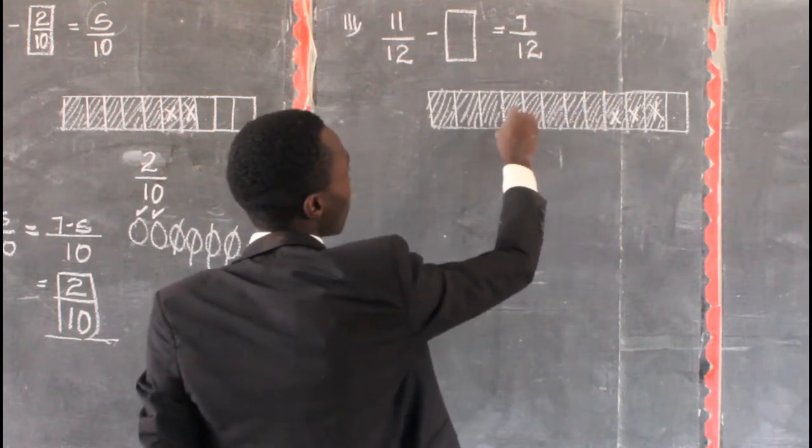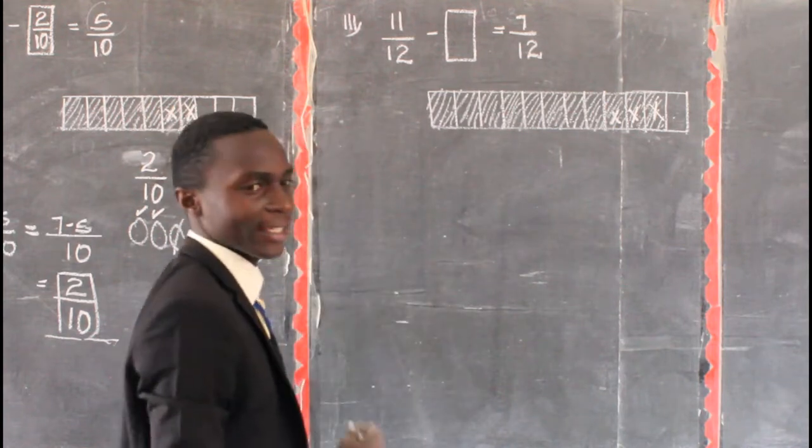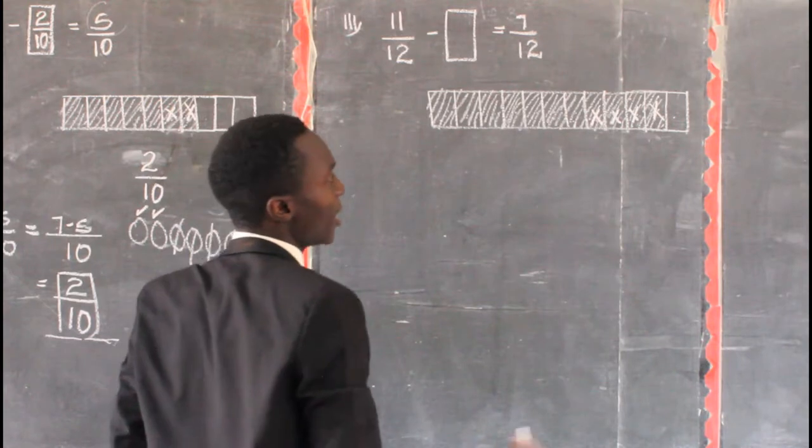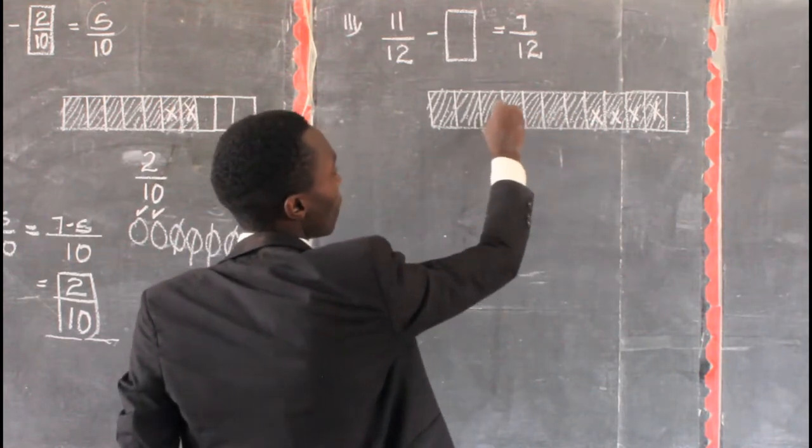I want my 7. When I cancel this, how many will I remain with? 1, 2, 3, 4, 5, 6, 7, 8. They are still 8. I want 7. I cancel this one also. How many will I remain with? 1, 2, 3, 4, 5, 6, 7.